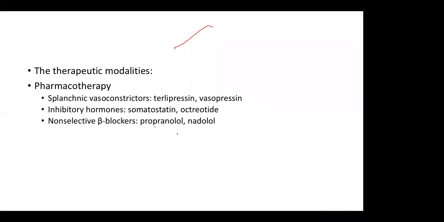As splanchnic vasoconstrictors, for example, we use terlipressin or vasopressin, and the inhibitory hormones somatostatin or octreotide, and the most common one is a beta blocker like propranolol.